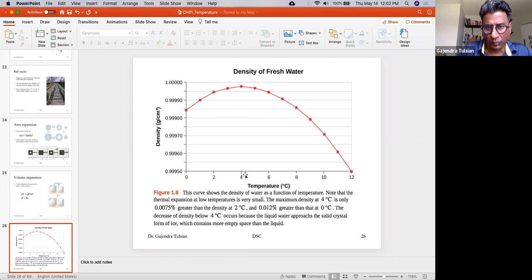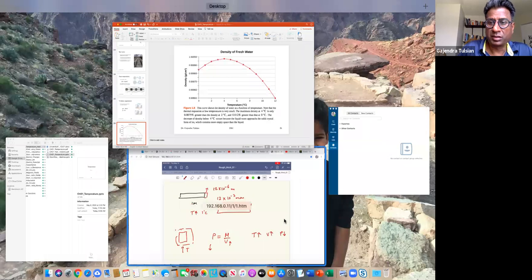Outside this window, water behaves normally. If you raise the temperature, the density is decreasing, just like any other material. But in this small window, it's behaving differently. You're raising the temperature and the density is increasing. And this is a phenomenon that's only 1 part in 10,000, but it's extremely important. So let's see what this does. This is extremely important to life.